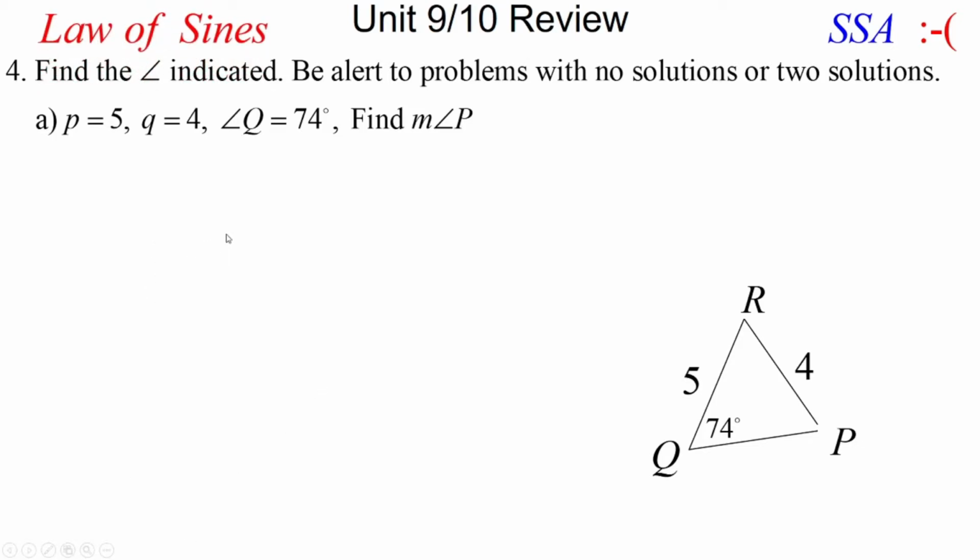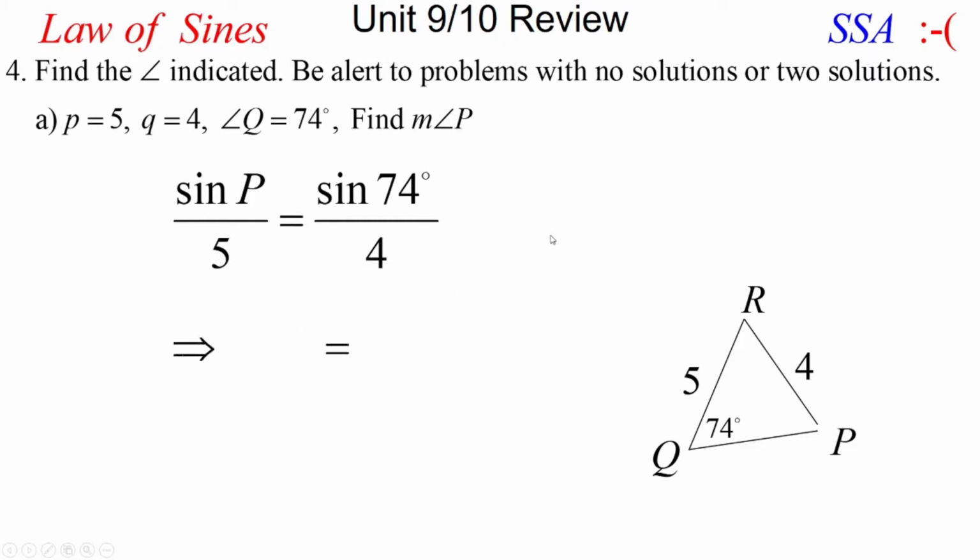Side-side-angle, I'm using law of sines. So let's go. And we're looking for angle P if it exists. So I'm going to start with sine of angle P over the side opposite that angle, which would be 5. And then sine of the known angle, 74, over the side opposite that 74, which would be a 4. And now let's just multiply both sides by 5. So sine of P equals 5 times sine of 74 over 4.